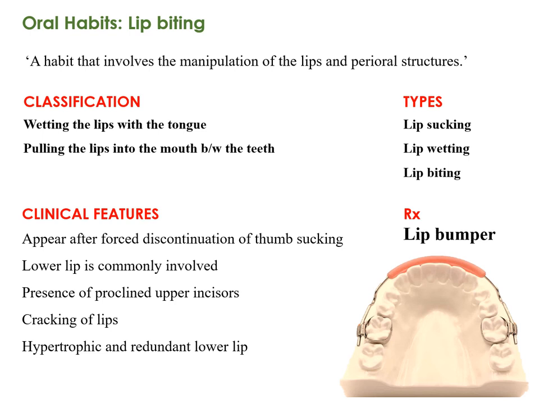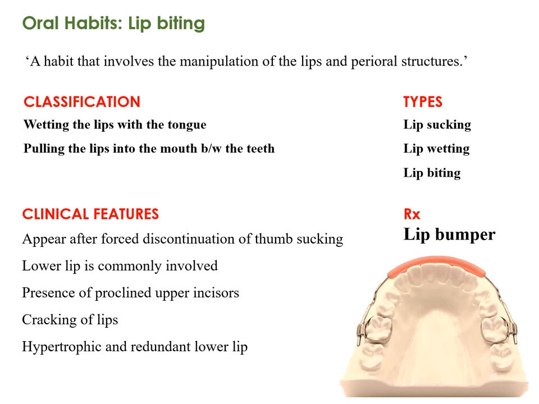So there might be one or more which is performed. They might constantly wet their lips, and then they might also suck on their lips, and then during the same they might bite on the mucosal layer. So one or more of these are seen in this particular habit.